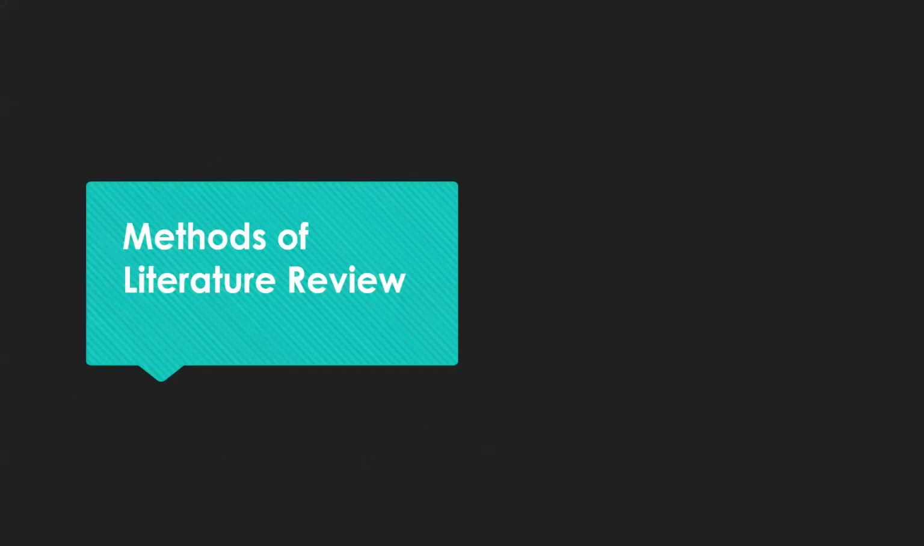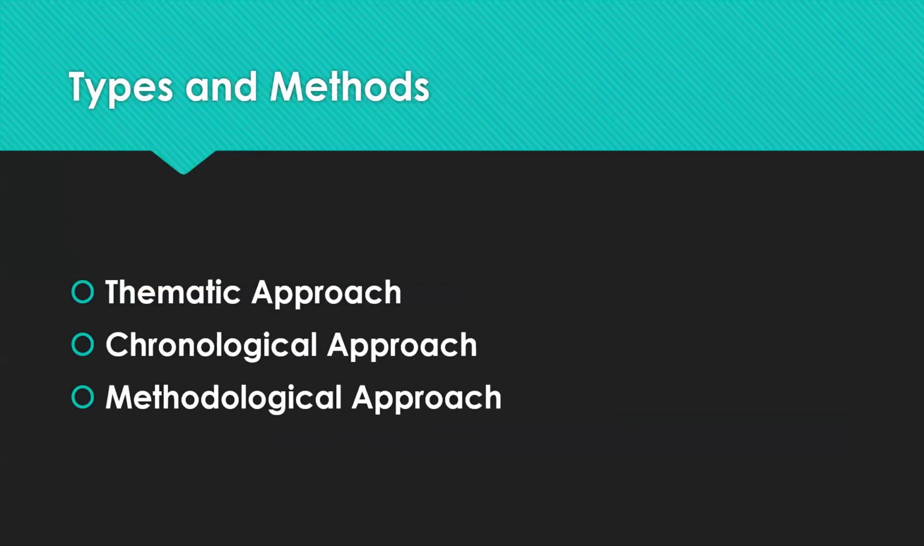Next, we are going to see about methods of literature review. So there are three methods: thematic approach, chronological approach, methodological approach.